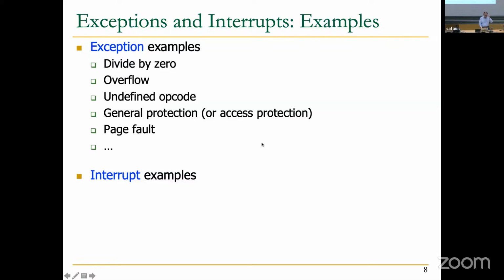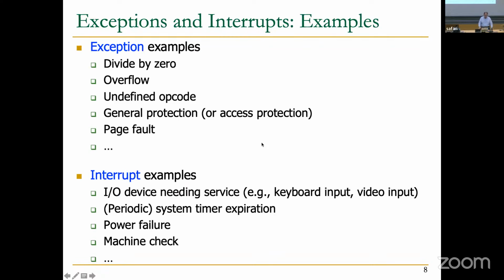For exception examples, as I said, like divide by 0, overflow in your arrays, undefined opcode, general protection or access protection. For example, you access a part of memory which is not under your privilege. So that's a kind of exception. Page fault, which you will see in the last lecture about virtual memory, is related to DRAM access. And for interrupt examples, as I said, I/O device needing service, like keyboard input, video input, periodic system timer expiration, power failure, machine check, and so on and so forth.